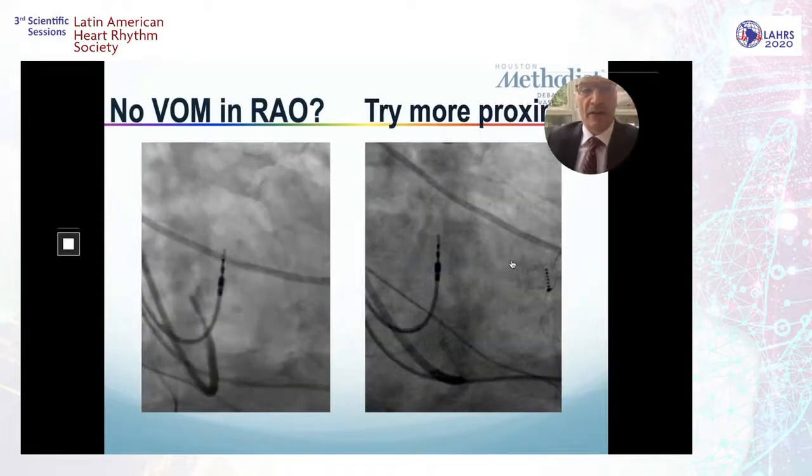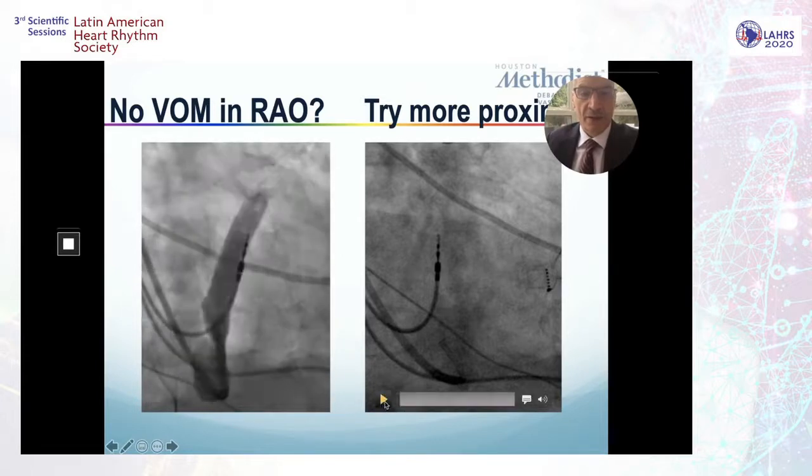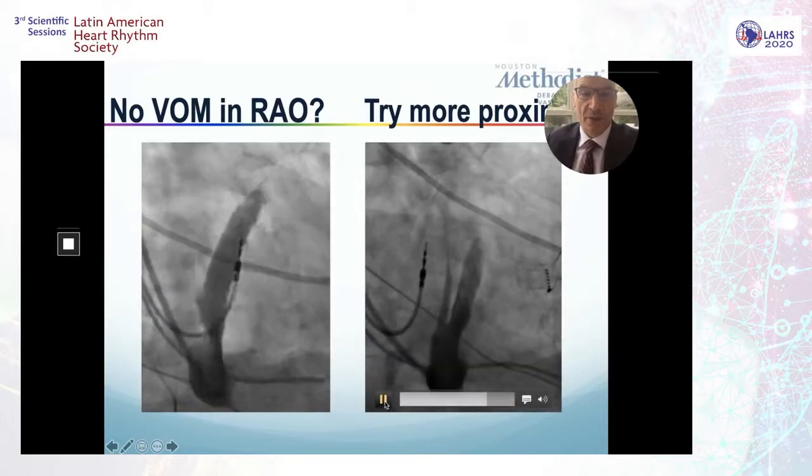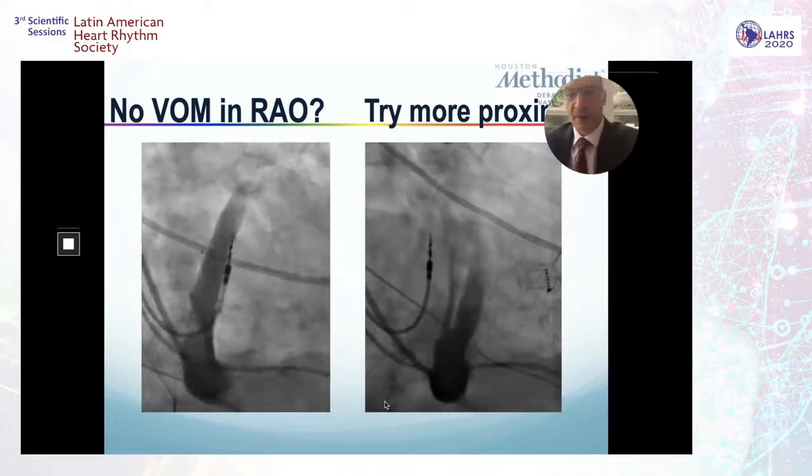Sometimes you don't see it in RAO in the first injection, like in this venogram. Then you try more proximal, and boom, you have a huge vein of Marshall here. So you have to be careful interpreting these venograms that can be tricky sometimes.